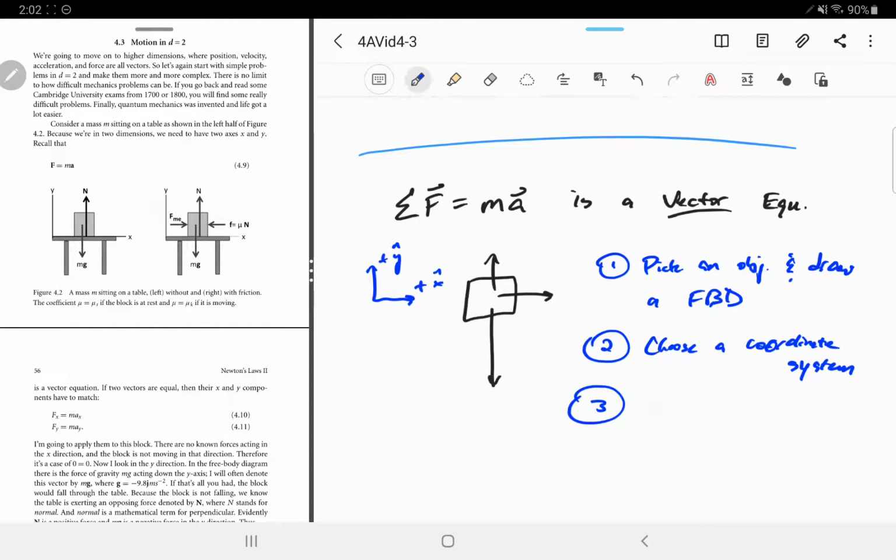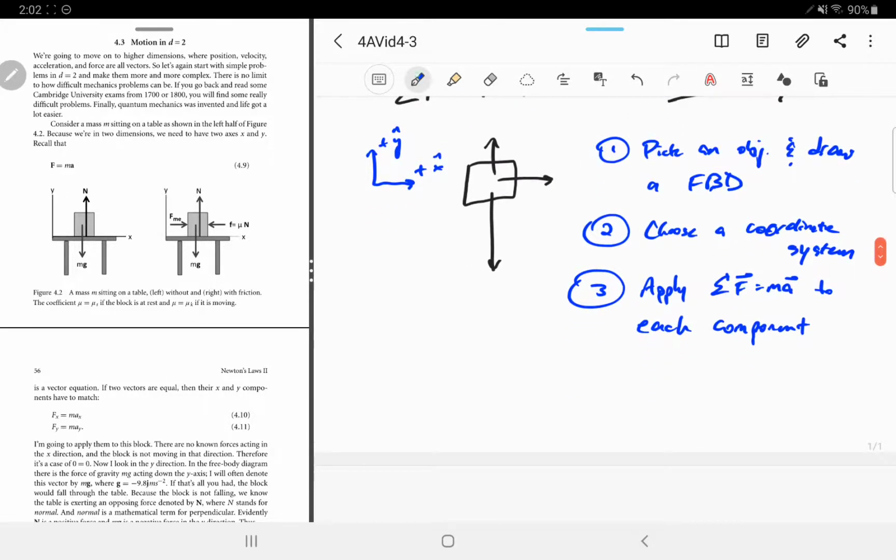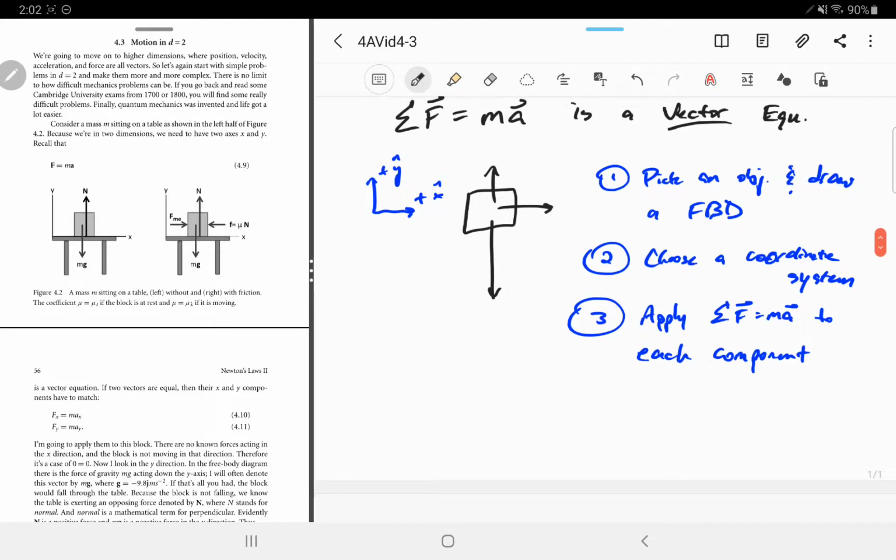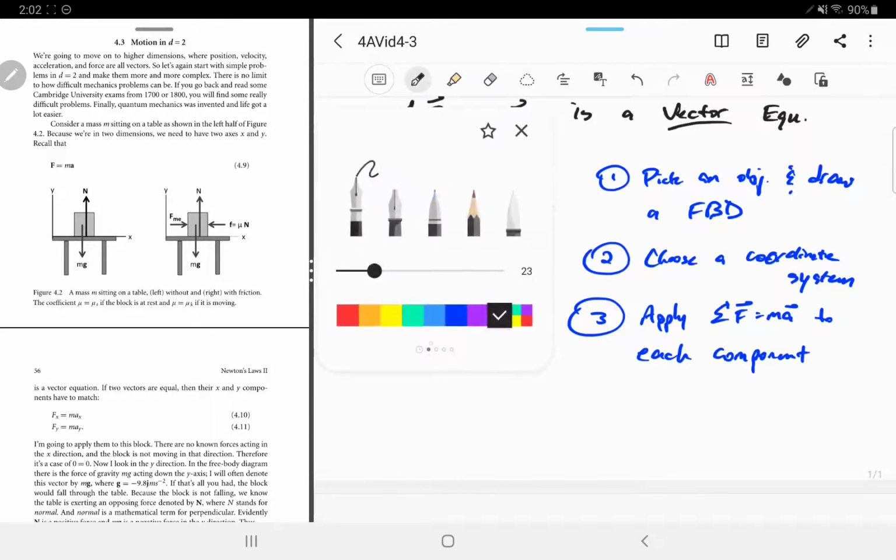So the third thing to do is to apply F equals ma to each component separately. Okay, so this section is all about this third step. We got a little bit of practice with step 1. Step 2 is just in preparation for step 3. Okay, so what this means is that F equals ma is actually multiple equations packed into one.